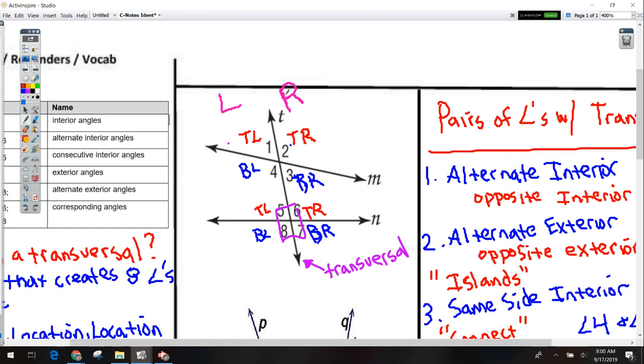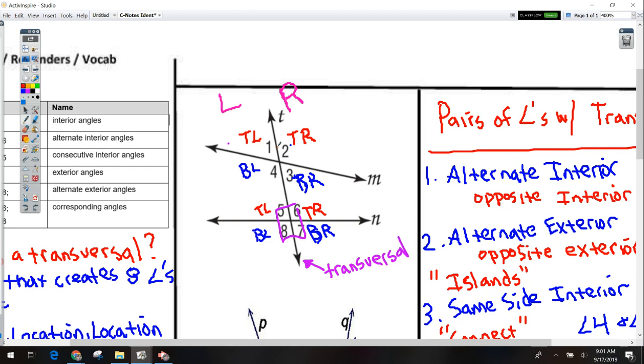You notice that there's an R here, so this is the right side of that transversal. You see the L here, that's the left side of the transversal. And if you're looking at a box here, you'll notice that there's TL, TR, BL, BR. So if you did a box around it, we have the top left of the box, top right of the box, bottom left of the box, and then the bottom right. So that's what those letters mean: top right corner, top left corner, bottom left corner, bottom right corner.